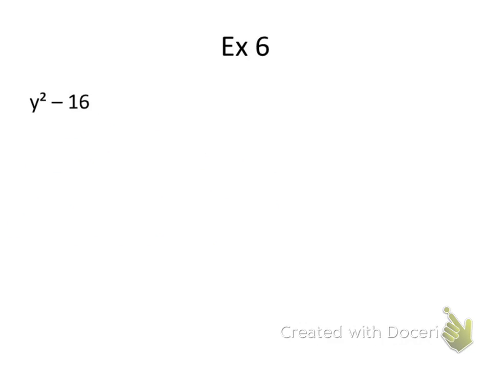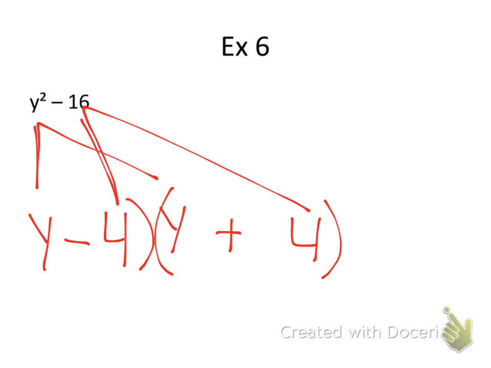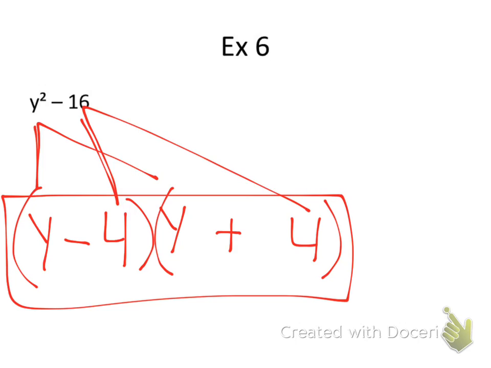All right, here's number 6. All right, how do you make a y squared? Y and y. How do you make a 16? 4 and 4. I'll do minus in the front, plus in the back, just to show you that that is an option as well. Oh, it doesn't matter? Doesn't matter. Nope. This is pretty easy. Yeah, once you get the pattern, these go pretty quickly.